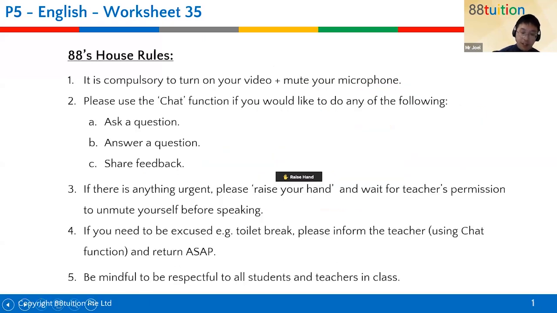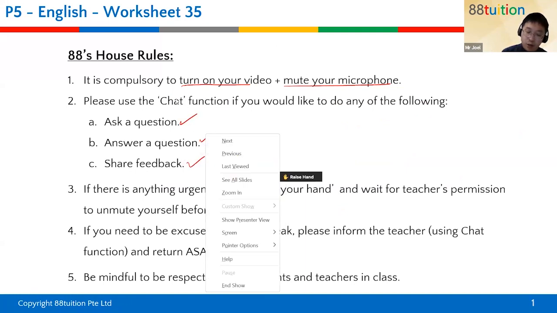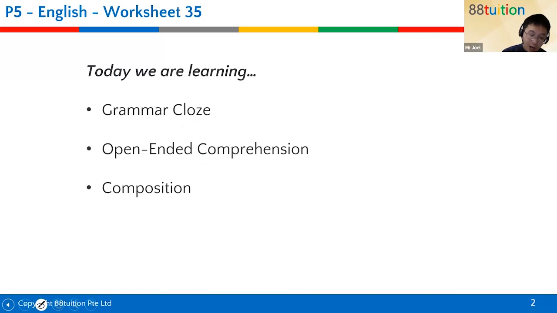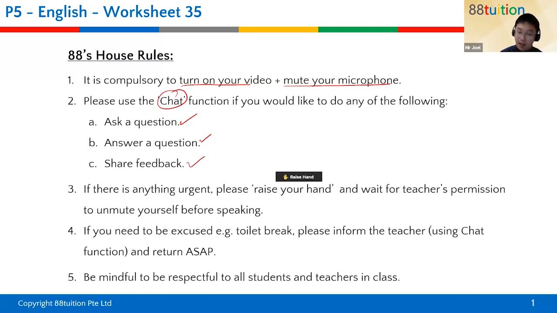Now, moving on to the next part, here are the house rules. You guys know what the rules are, but I'm just going to cover it very quickly for Jai. It's compulsory to leave your video on and mute your microphone. If you need to talk, to ask a question, answer a question, or share feedback, use the chat function in Zoom and chat with me in the chat. If you need to go to the toilet, same thing, let me know during the chat. You can just go by yourself. Don't need to wait for me to give you permission, but please return as soon as you can.